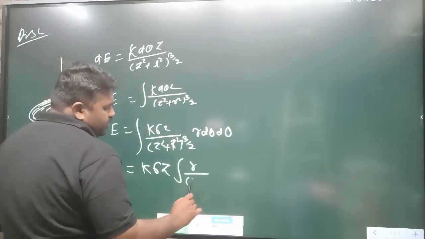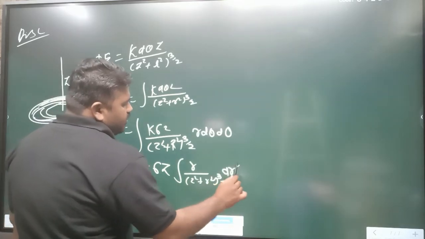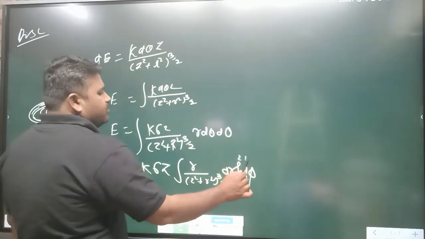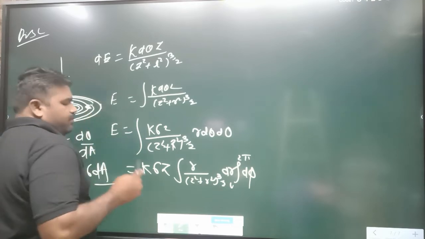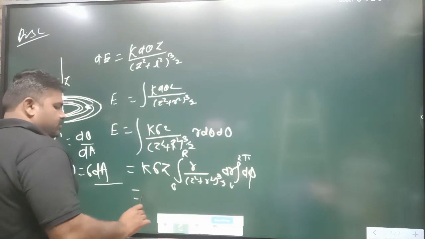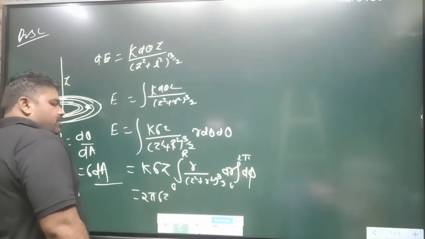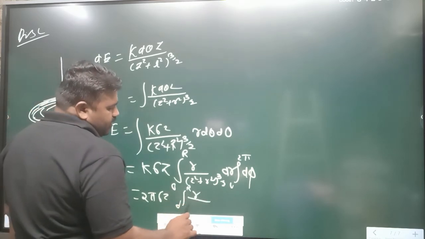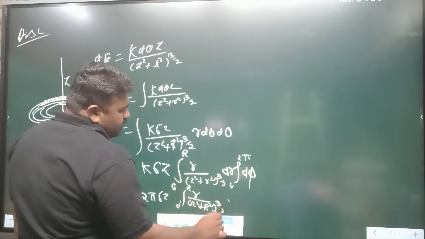r upon Z square plus r square, bracket power 3 by 2, dr into d phi. The d phi limit is 0 to 2 pi. r is varying from 0 to capital R. Integration of d phi is 2 pi. So this is equal to 2 pi sigma Z, limit 0 to capital R, r upon Z square plus r square, bracket power 3 by 2 into dr.